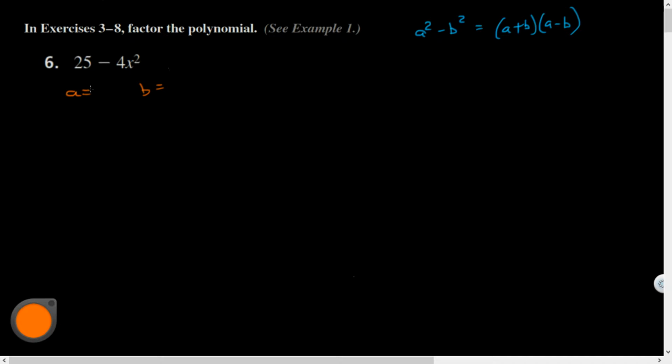So I ask the question, what squared is 25? What would A have been if A squared equals 25? And you get 5. And then B would have been, well, what squared is 4? It's 2. And what squared is x squared? It's x.